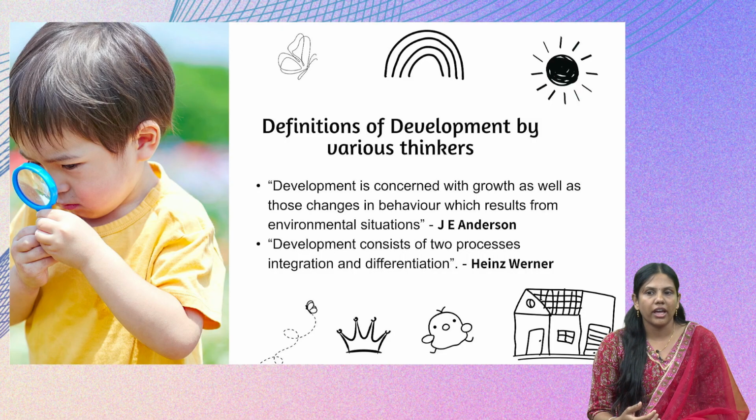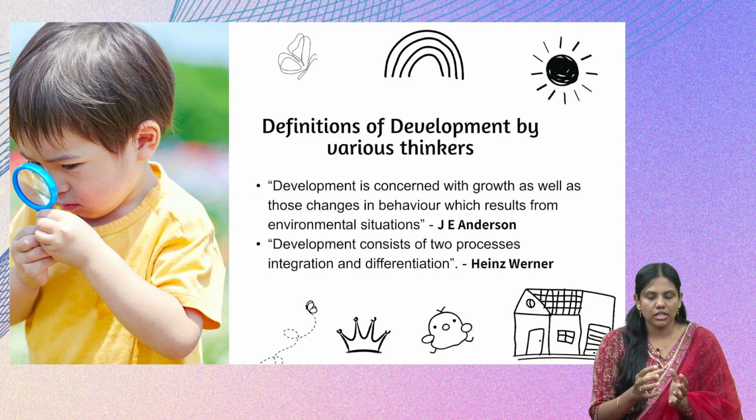The next definition is by Heinz Werner. Development consists of two processes, integration and differentiation. What do the terms integration and differentiation mean? First, let us look into differentiation. It is more like sequencing. First the child picks up simple words when starting to talk. Then the child goes on to make small sentences. Then the child's language will be developed. That is differentiation. It goes from the general to the specific.